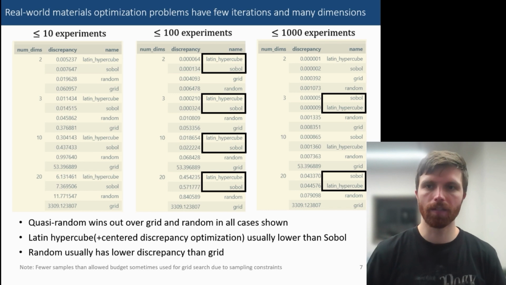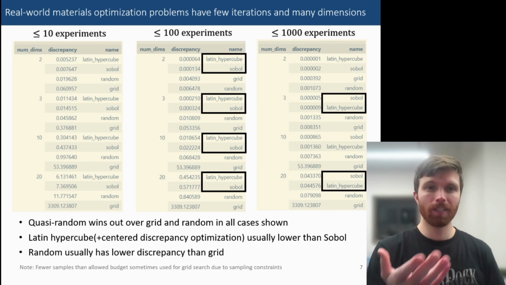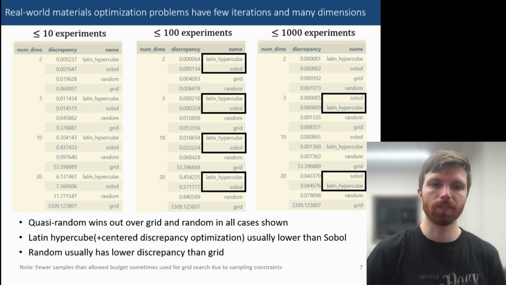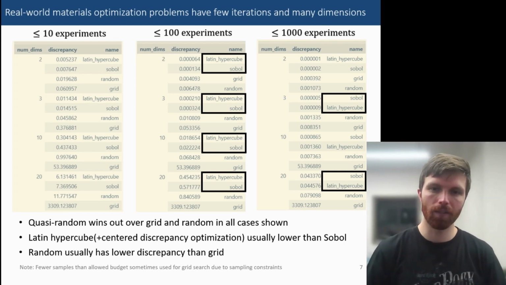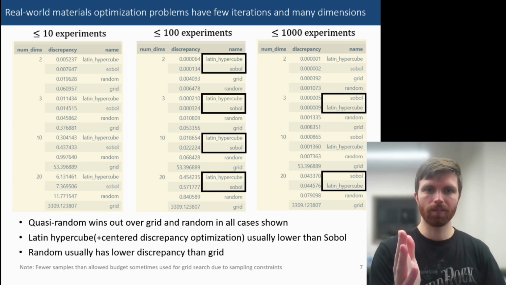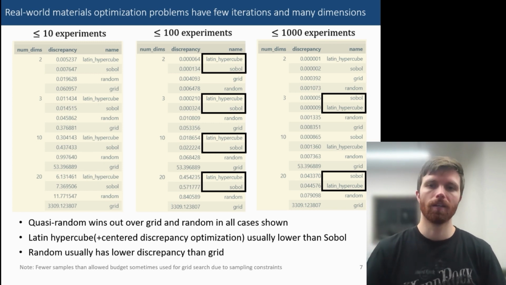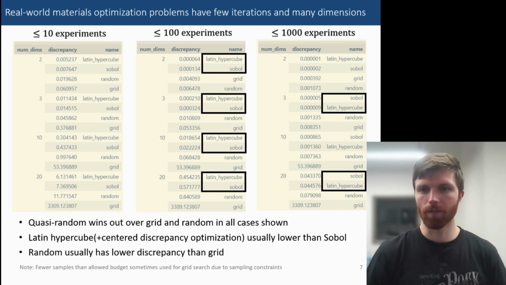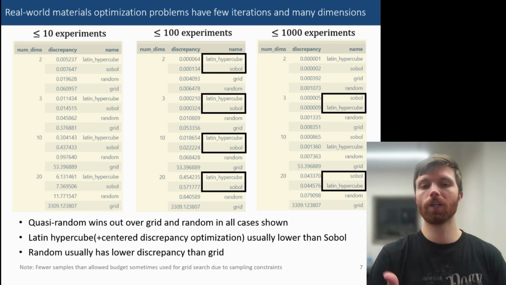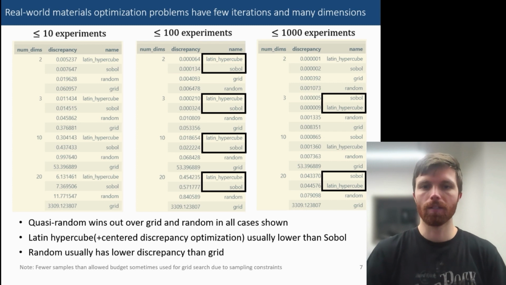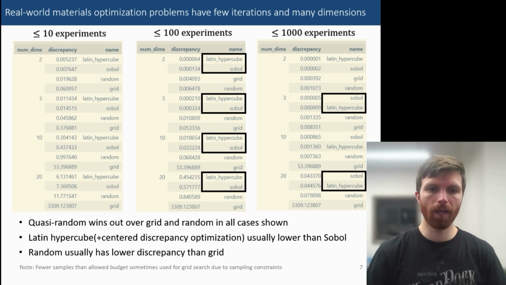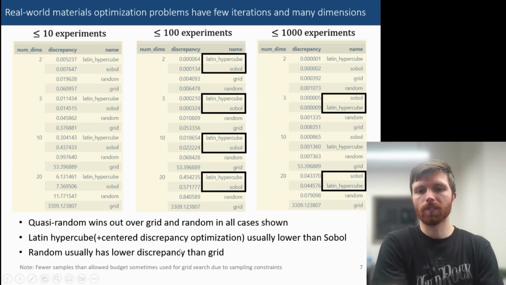And so here we're looking at a fairly data limited case with 10 experiments and then 100 experiments and then 1,000 experiments for increasing numbers of dimensions, where you'll notice in the middle here that the quasi-random methods, and this is the case essentially across everything, have lower discrepancies, or in other words, are more uniform than the grid and random search. And you also get these cases where usually the Latin hypercube with the optimization that I mentioned in the notebook is typically doing better than Sobol. And that random usually has a lower discrepancy than grid search.